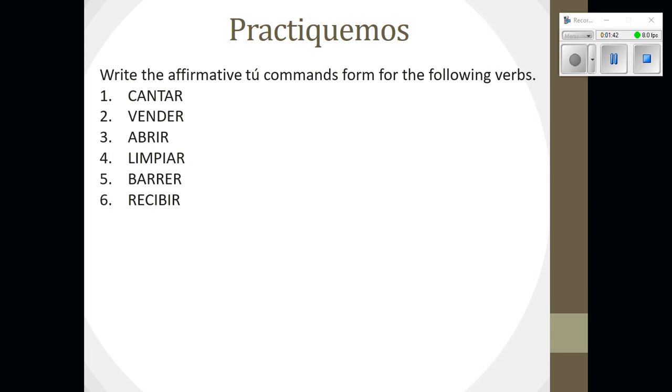Practiquemos. All right, so let's form some tú commands here. We want to tell someone sing, sell, open, clean, sweep, and receive. Let's do the first one together. Cantar, we would drop the AR, add AS, and if we drop the S from that, canta, you're telling someone sing. Pause the video and fill out 2 through 6.